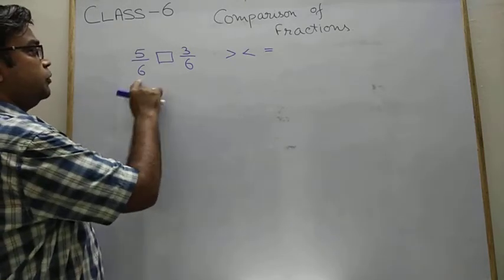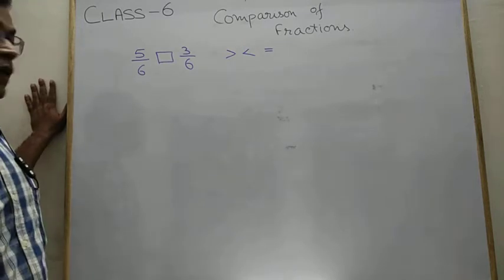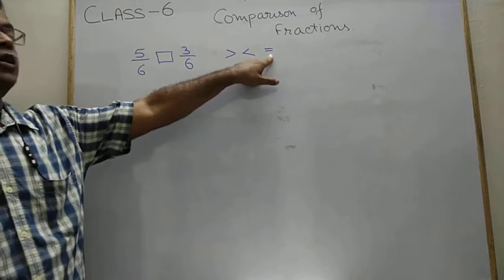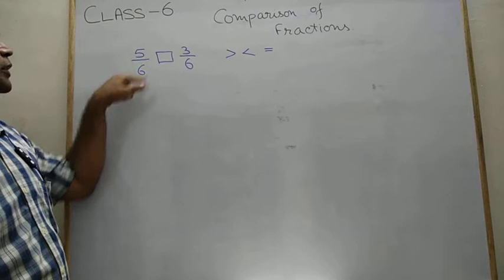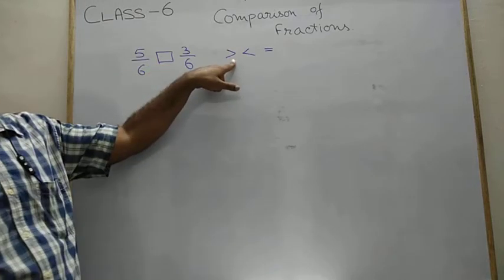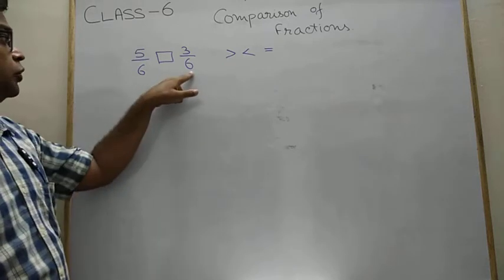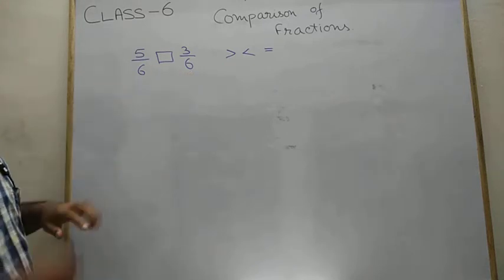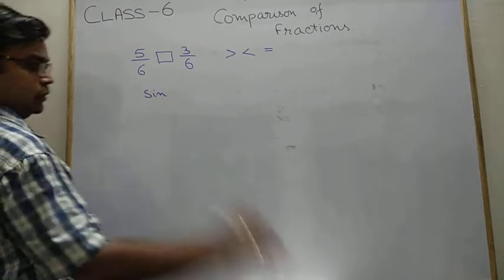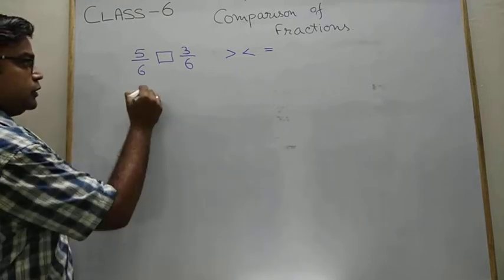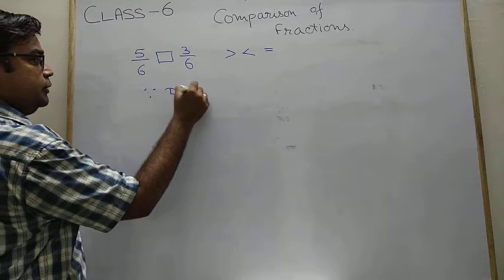We observe that both are not the same fraction or equivalent fractions, so we are not able to give the equal to sign. Then we check that in this case the fractions are different, so we have to put either the greater than or less than sign. In this case, the denominator is same. So how do we solve? Denominators are same.